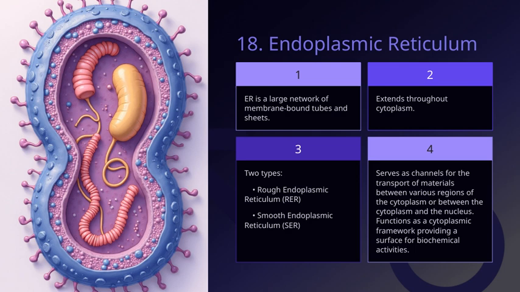Both types of ER serve as channels, helping to move materials efficiently between different regions of the cytoplasm, or even between the cytoplasm and the nucleus. Think of it as a kind of cellular highway that keeps everything moving smoothly. Additionally, the ER provides a sort of cytoplasmic framework, like scaffolding, that supports various biochemical activities. This structure is essential for maintaining the cell's organization and ensuring that everything functions harmoniously. So, in summary, the ER is crucial for transport, structural support, and biochemical processes, making it a central player in maintaining cellular health and activity.